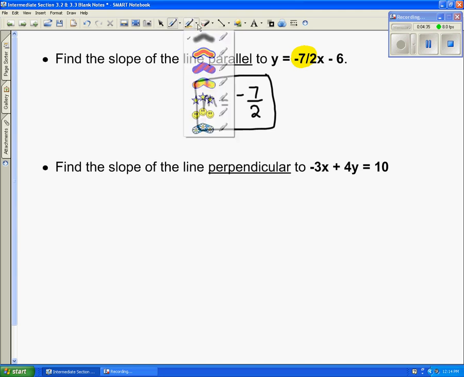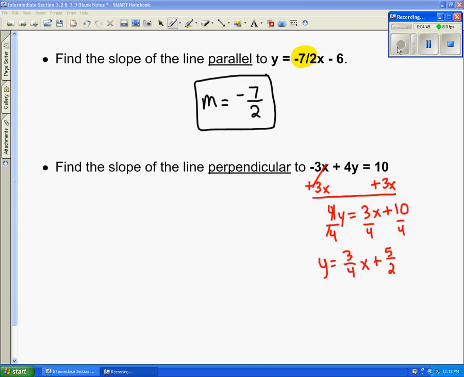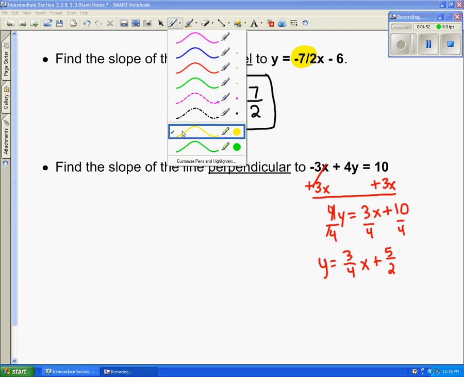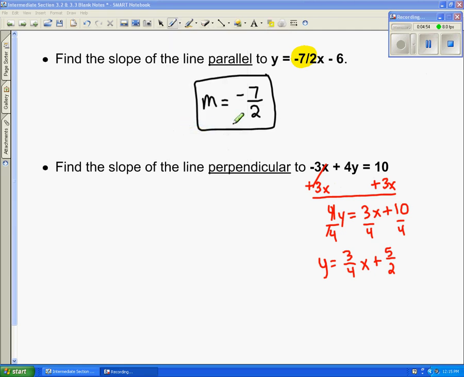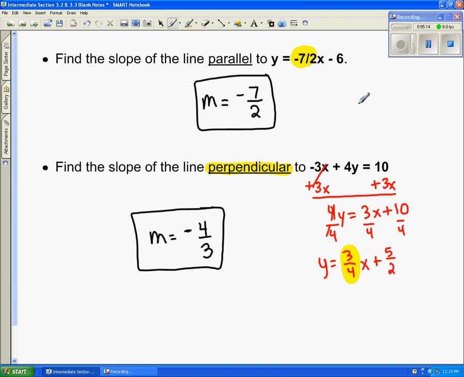My next problem asks me to find the slope of the line perpendicular. Perpendicular means the opposite reciprocal of this slope. Before I can start, I have to solve this for y, so I'm going to take a minute and do that. Now, check your work in red and see if you got the same thing when you solved for y. After we solve for y, all we need to know is the slope. Now we want a perpendicular slope, so we want an opposite reciprocal. The opposite of a positive is a negative, and the reciprocal of 3/4 is 4 over 3. So this is a perpendicular slope to the given equation.